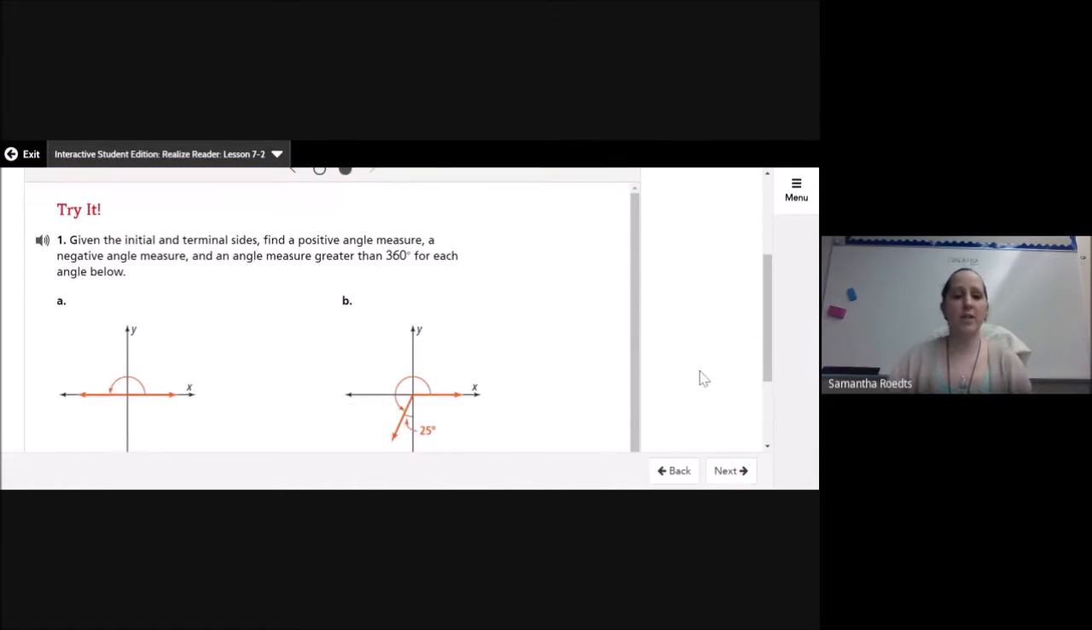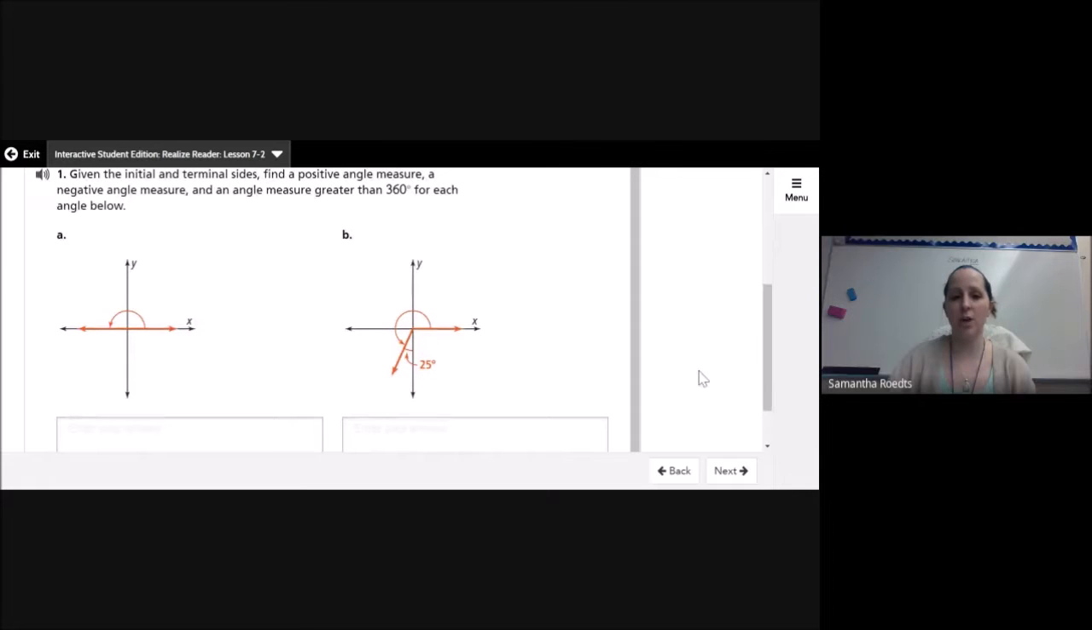All right, so let's try it. Given the initial and terminal sides, find a positive angle measure, a negative angle measure, and an angle measure greater than 360 for each angle below.